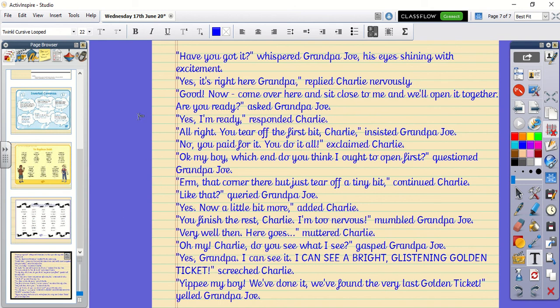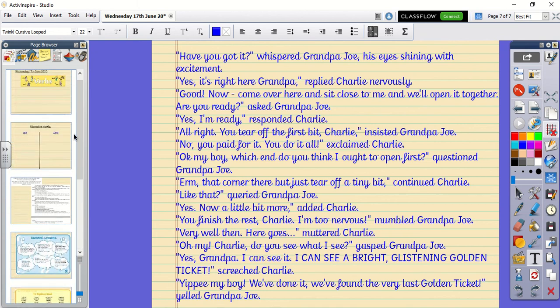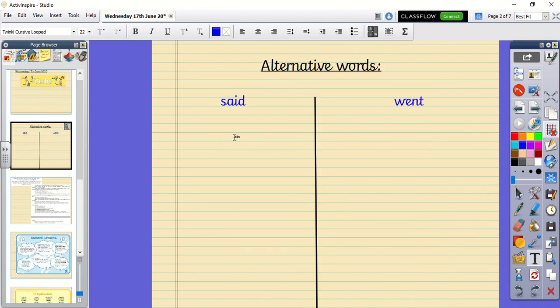Okay, so that's your second task for today, to write a conversation between Charlie and Grandpa Joe about the Wonka bar having a golden ticket in. Your first task is to find alternative words for said and went.